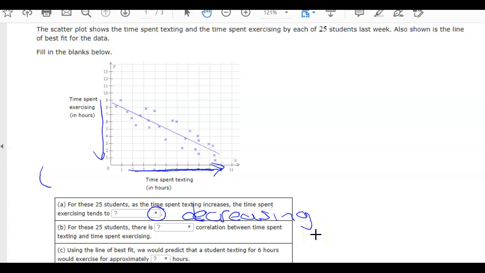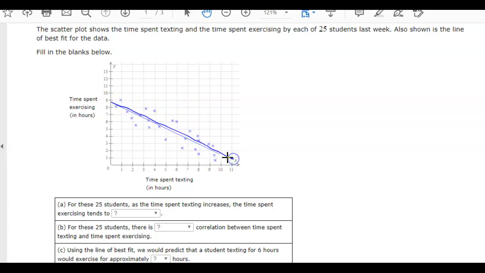All right, so let's go ahead and look at part B. For these 25 students, there is a blank correlation between time spent texting. So let's look at this here. We can see that this would be a negative slope. So there is going to be a negative correlation, probably negative linear, right? Negative linear.